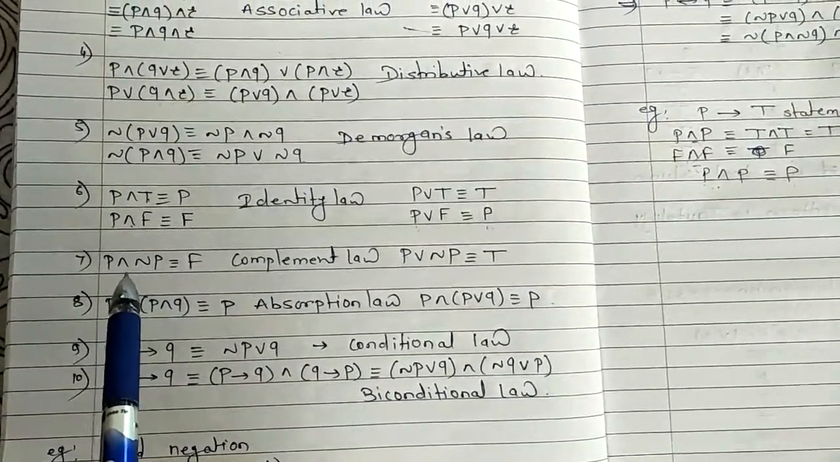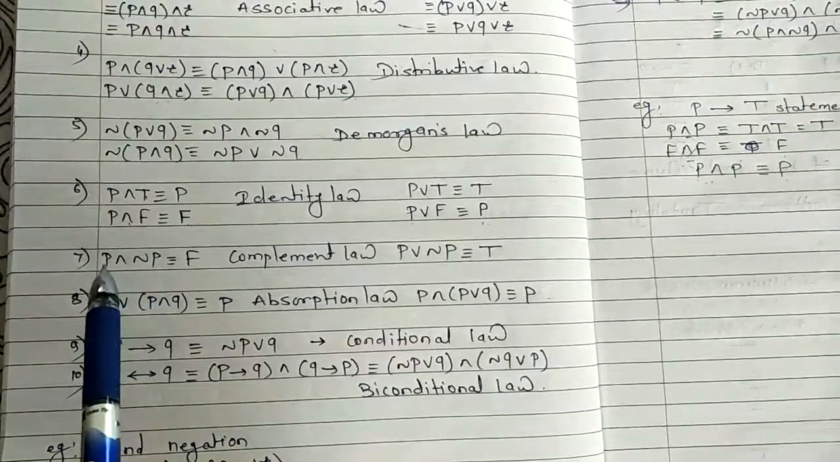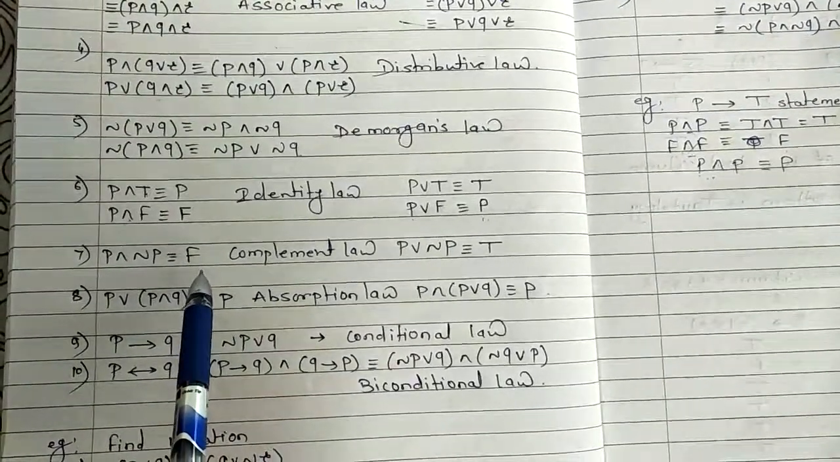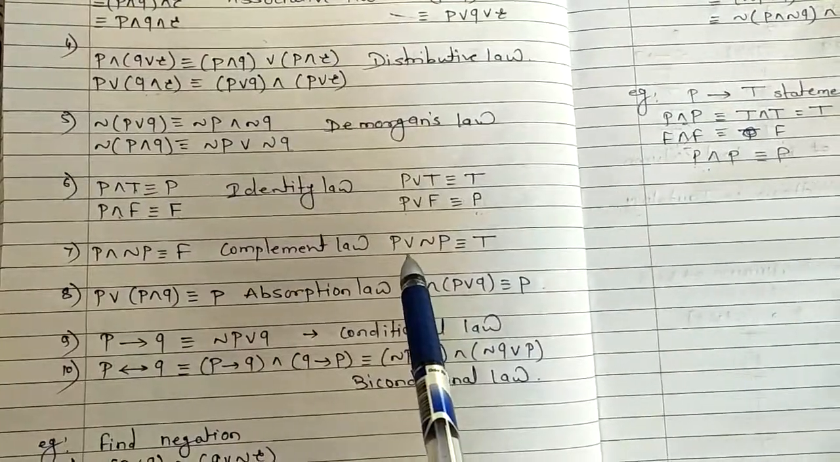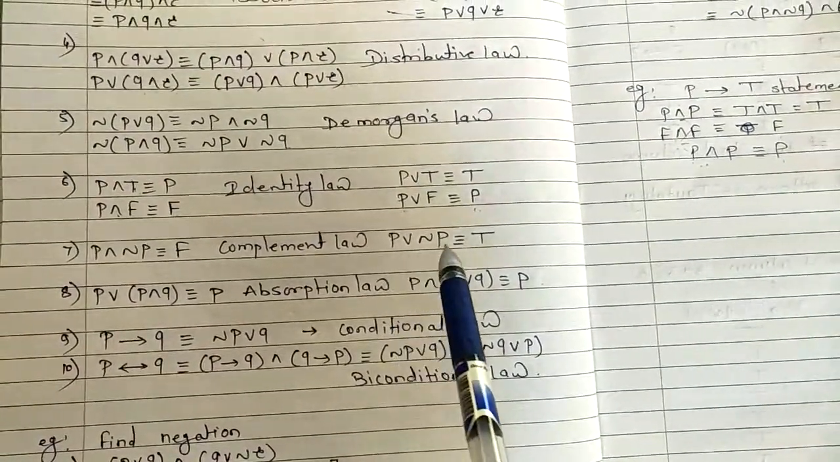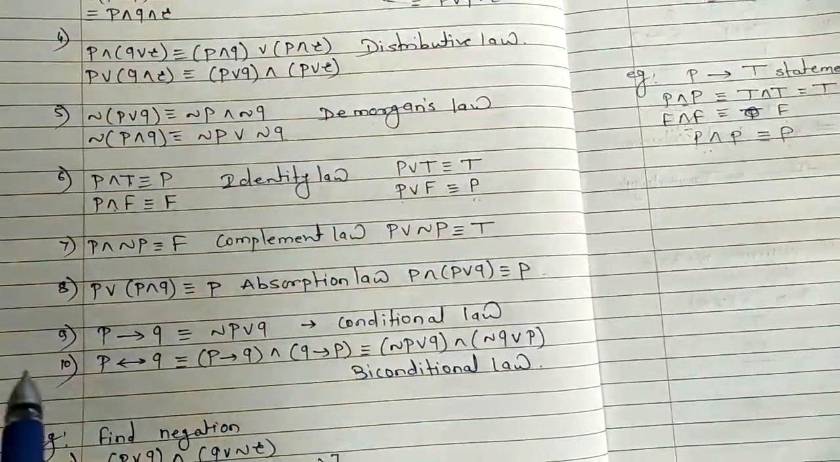So in a conjunction, it cannot be possible to have T and T, so its value is always false. Similarly, in a disjunction, it cannot be possible to have F or F. Therefore, its value is always true.